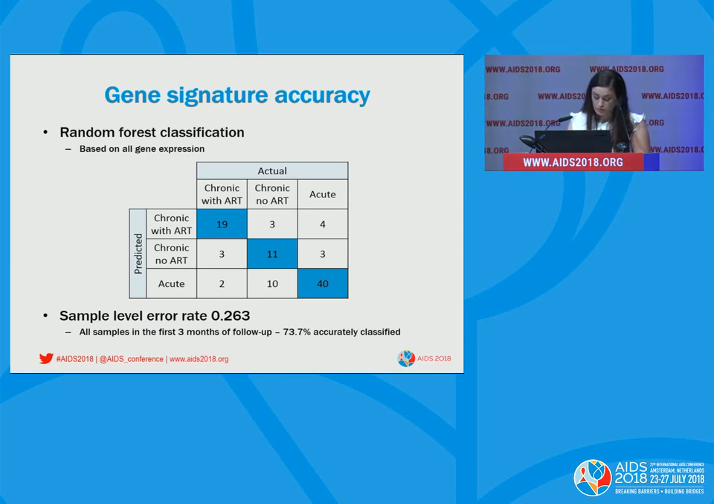Overall, our full gene expression dataset accurately classified 74% of samples for the 3-month time point. And work is now underway to refine this signature with the aim to limit the number of genes required, as well as improve accuracy.